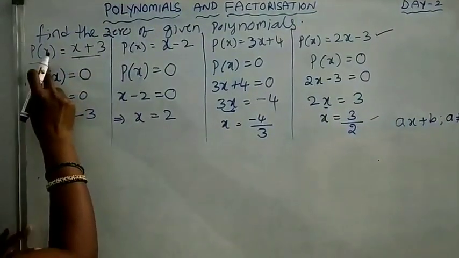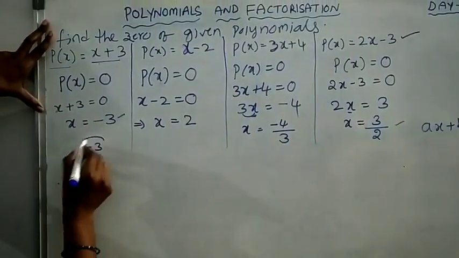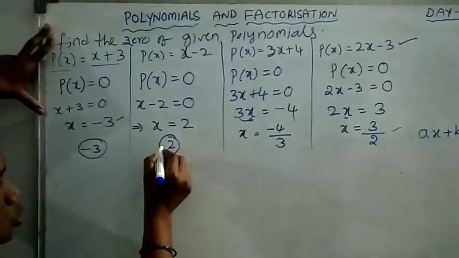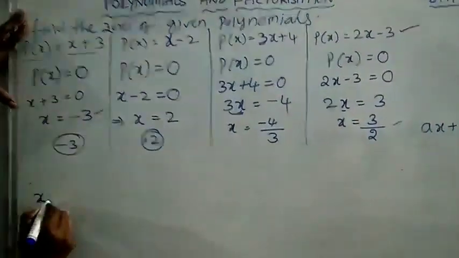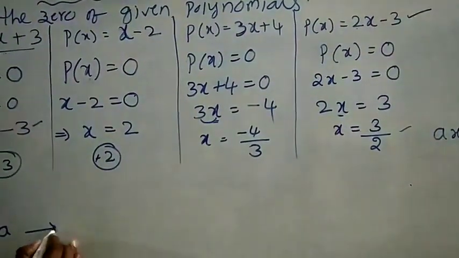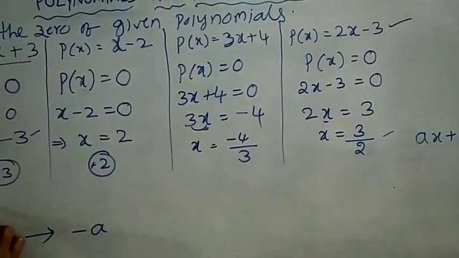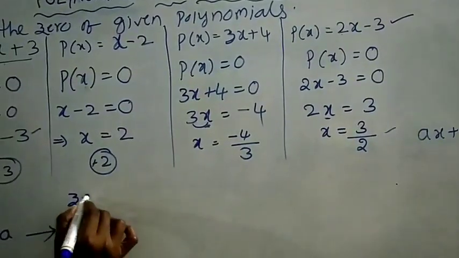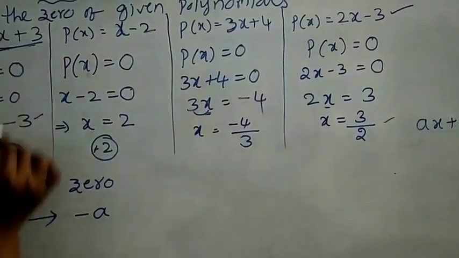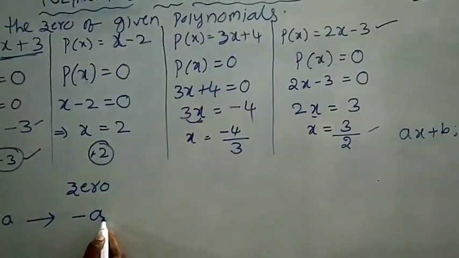You observe one thing. P of x is equal to x plus 3. The 0 is minus 3. X minus 2. The 0 is plus 2. So that means if a linear polynomial is in the form of x plus a, then the 0 of this polynomial is minus a. Here it is a linear polynomial. If it is in the form of x plus a, the 0 of the given linear polynomial is minus a.